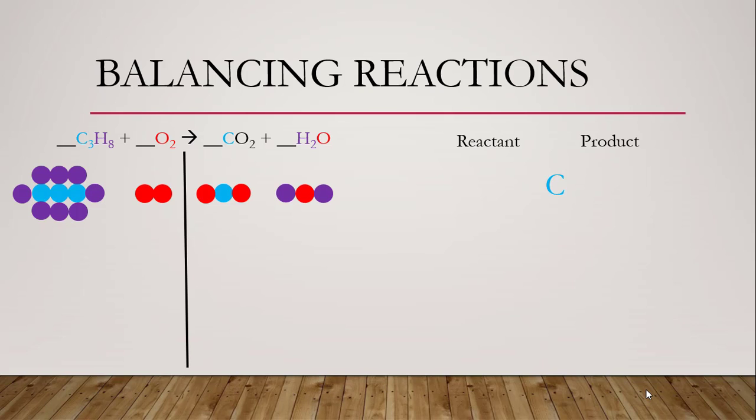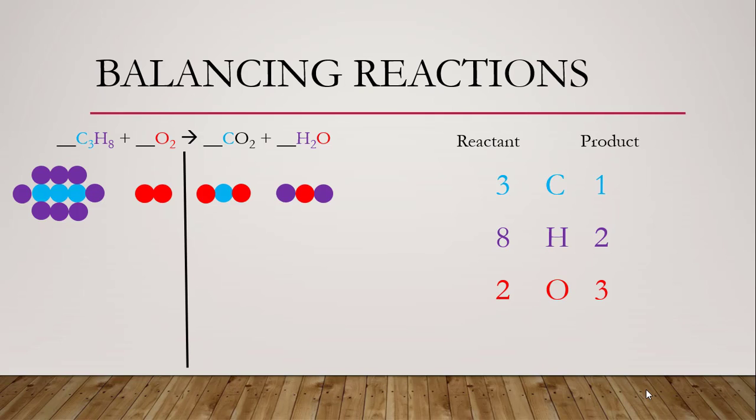I start with carbon. I have 3 blue dots on the reactant side, 1 on the product side. Hydrogen, 8 on the reactant side, 2 on the product side. Oxygen, 2 on the reactant side, 3 on the product side. Now I'm just going to pick an element and begin to balance, because I want to get the numbers on the reactant side and the product side the same. A quick hint, if one of the chemicals is a pure element, balance that last. It's much easier that way.